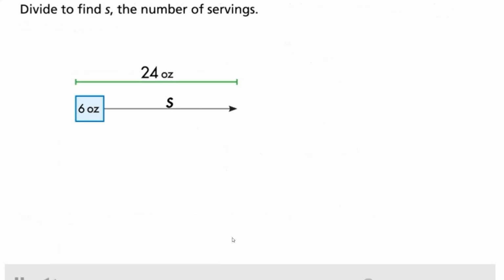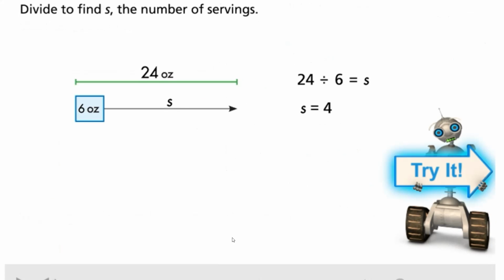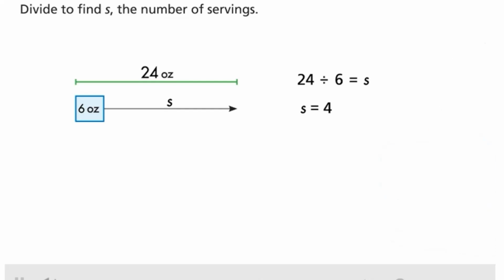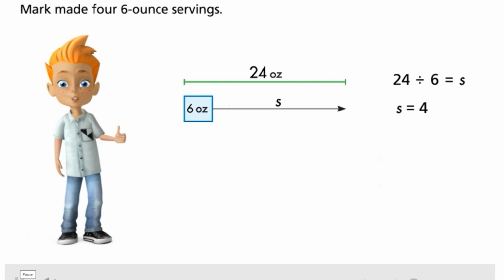Divide to find S, the number of servings. 24 divided by 6 equals S. S equals 4. Mark made 4 6-ounce servings. Good job!